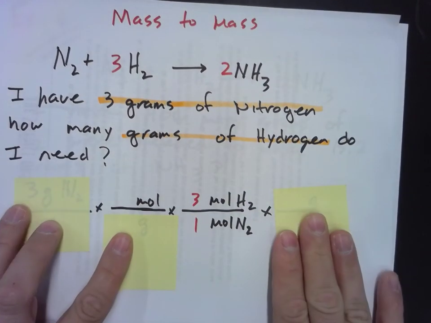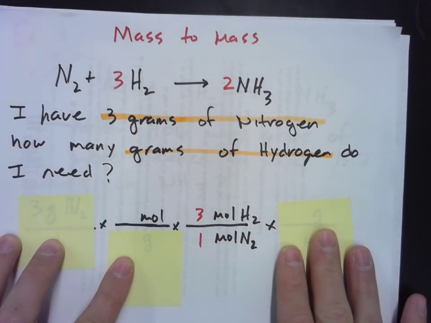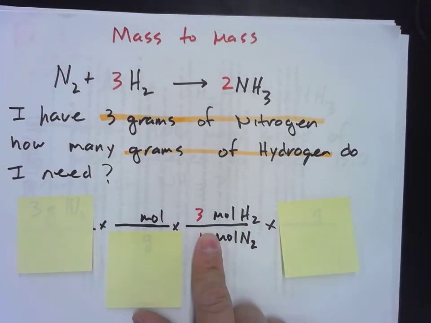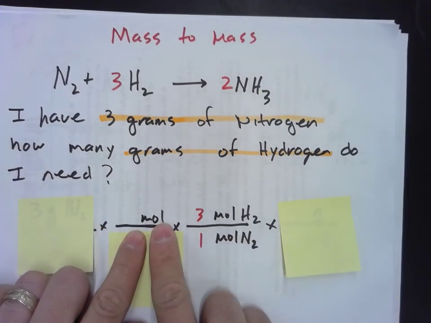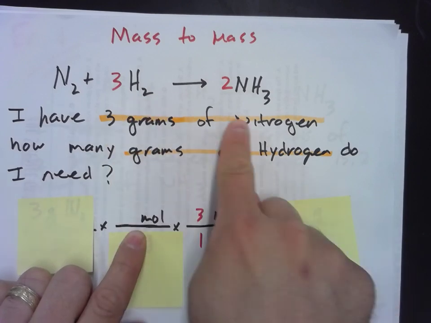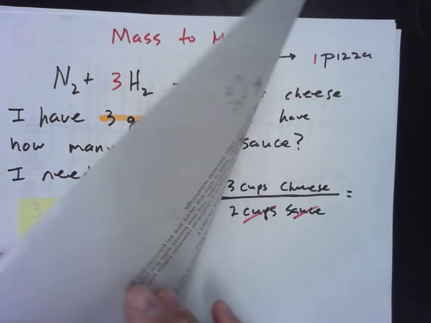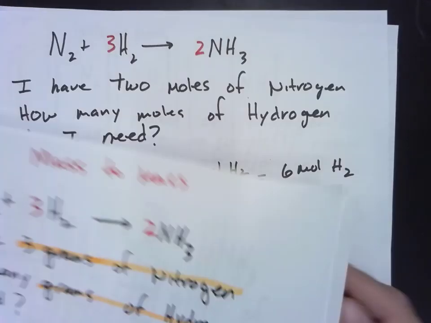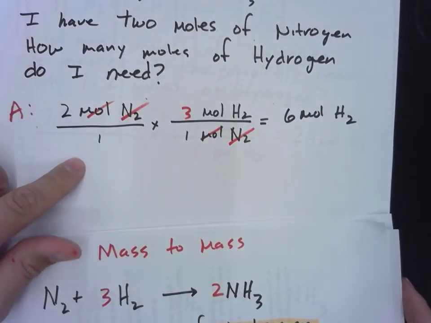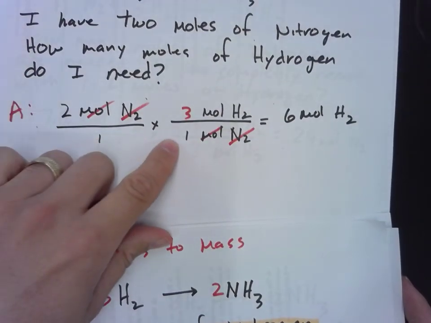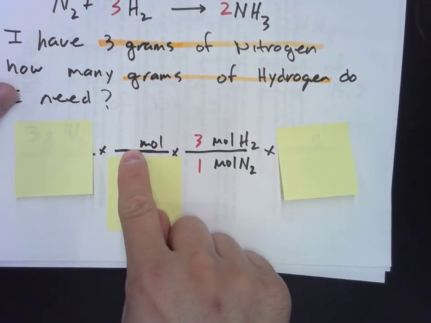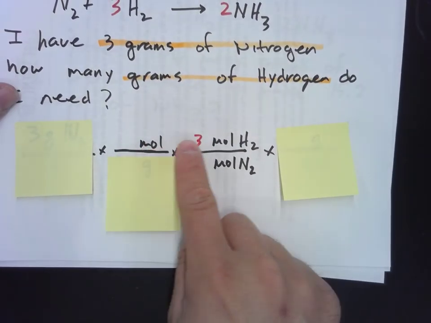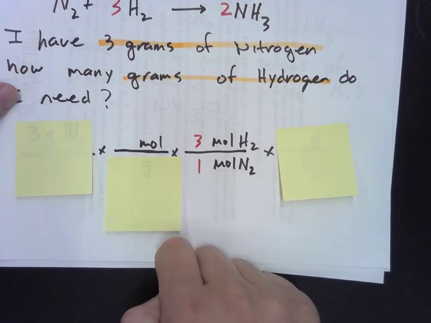The heart of a mass to mass problem is the exact same as your mole to mole problem. Look, there is the mole to mole problem right there. It's the same type of problem, right in the middle of it. Let's go back and look. There's your mole to mole problem: 2 moles of N2, 3 to 1. And here this is the same thing. Blank moles of N2 has a 3 to 1 ratio. It's the same problem.